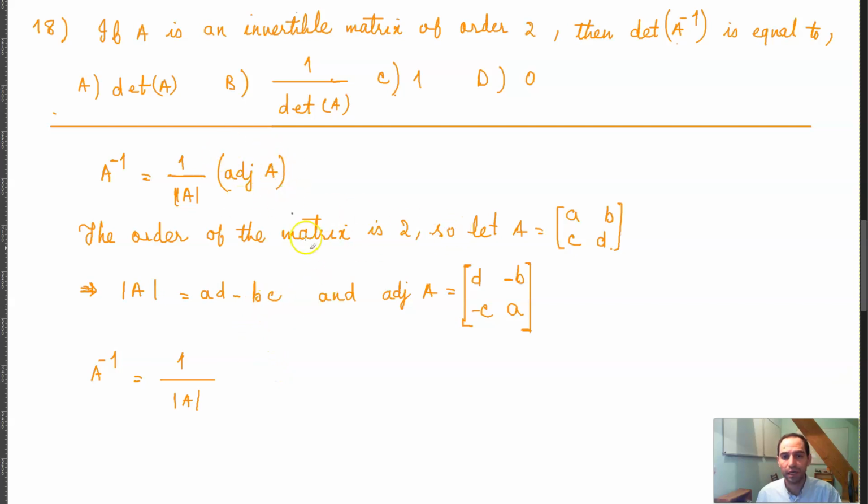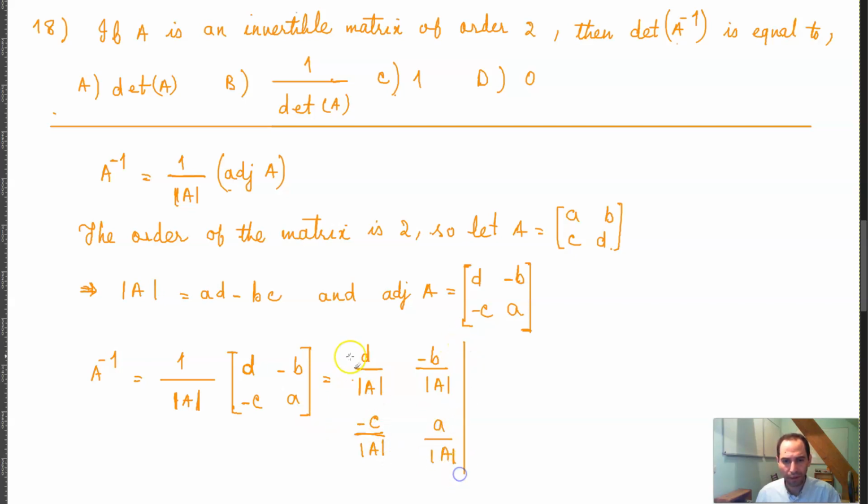Therefore A inverse is equal to 1 over determinant A times the adjoint of A, which is this matrix, [d -b; -c a], which is the same thing as D over determinant A, negative B over determinant A, negative C over determinant A, and A over determinant A. That is A inverse.